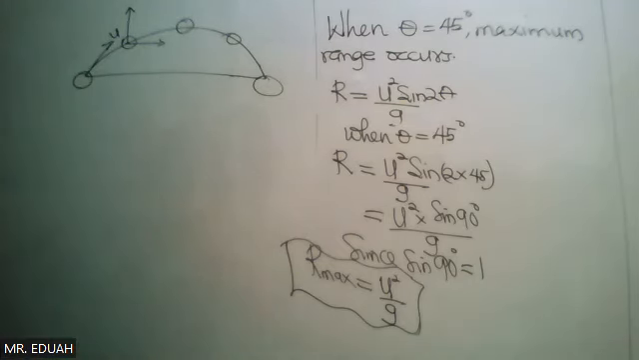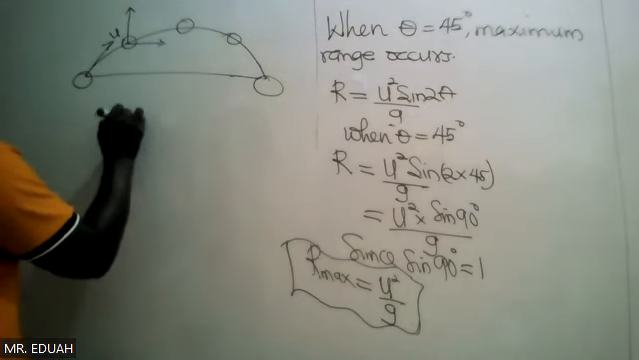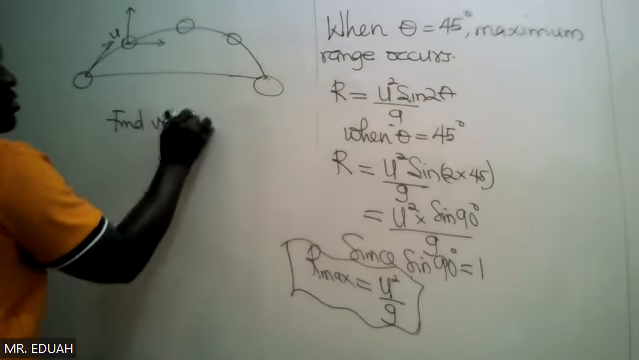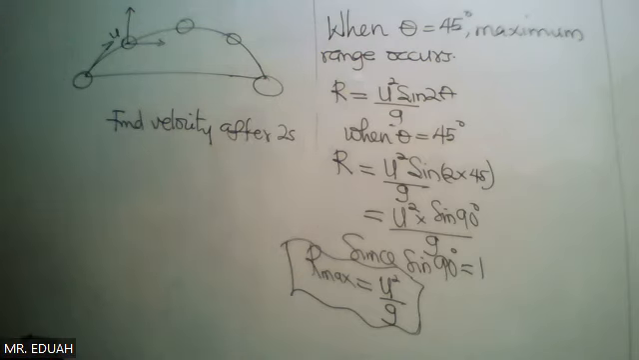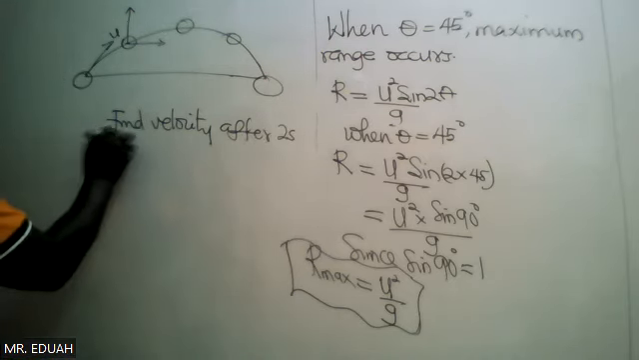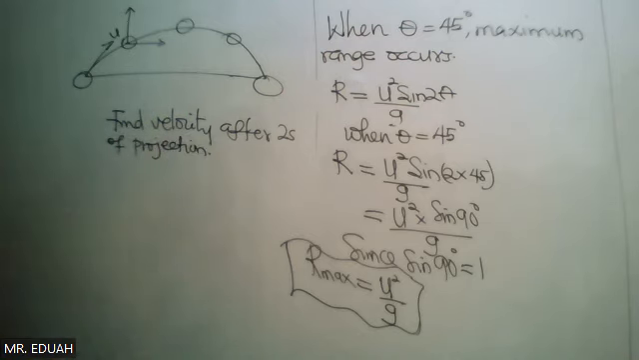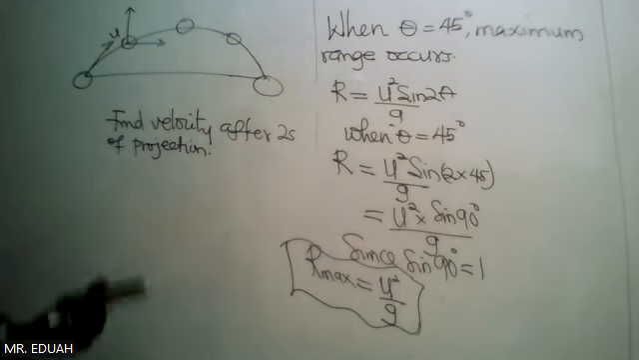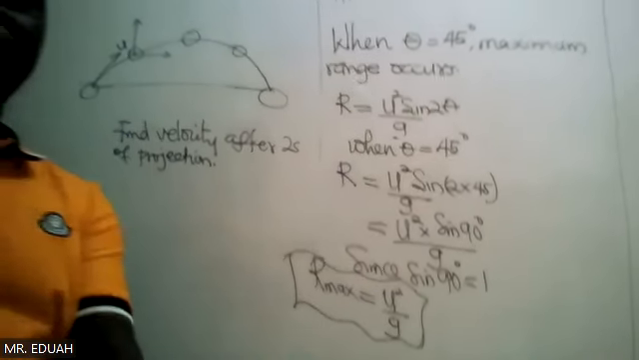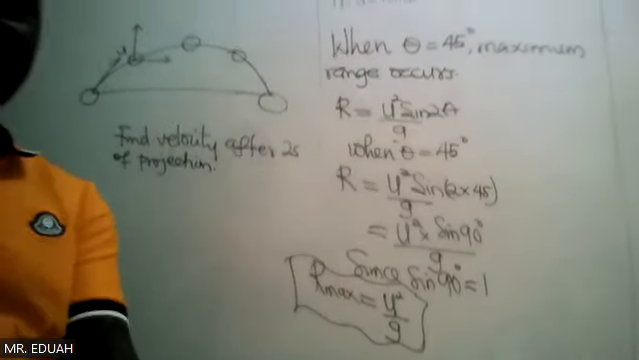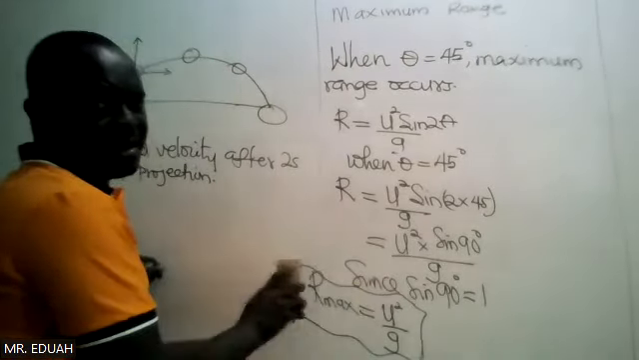If your question demands that you find the velocity after maybe 2 seconds of projection, the statement "find the velocity" is not enough to determine whether it is a horizontal velocity or a vertical velocity. Because, let me give an example.